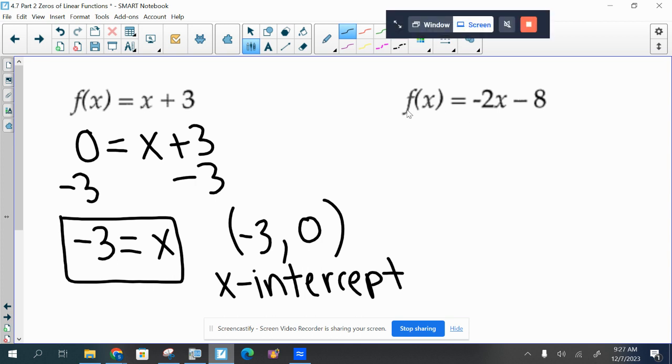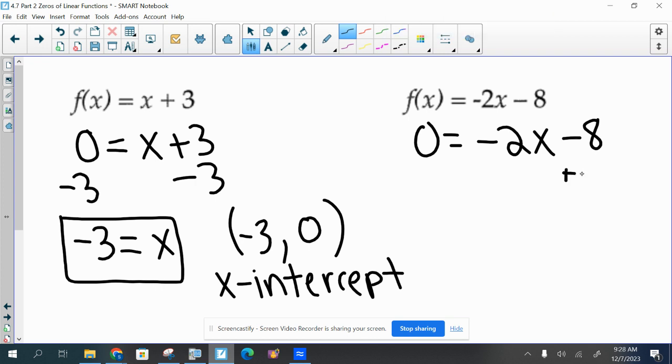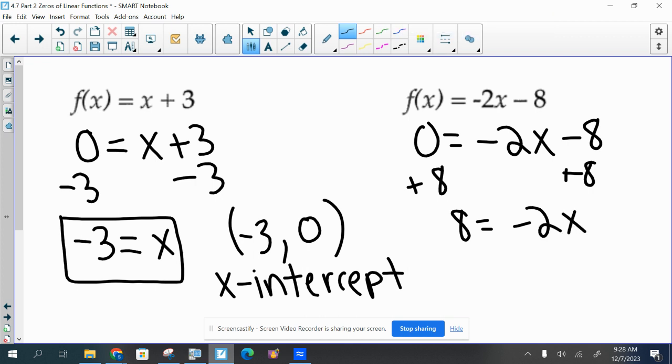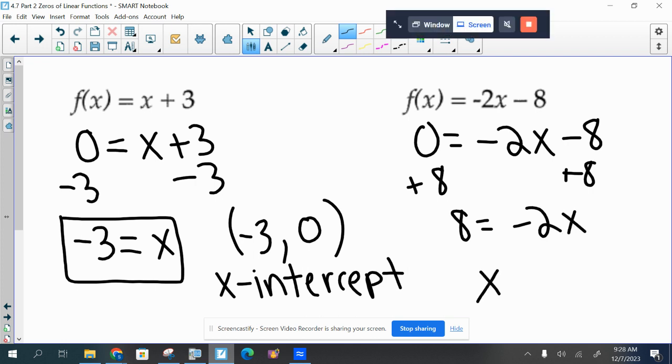Let's do that for the next one. So 0 equals negative 2x minus 8. Add the 8 over. You get 8 equals negative 2x. Divide by negative 2, and you get x equals negative 4.